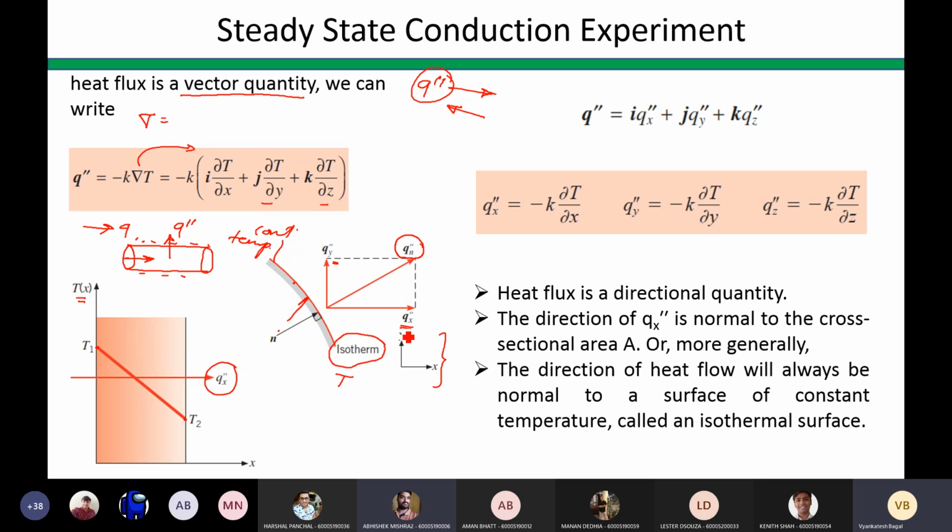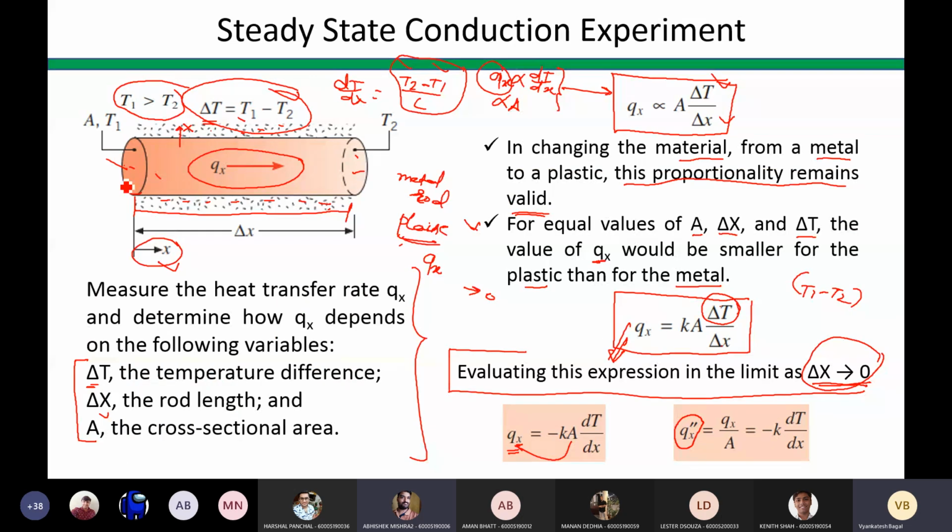Yes, sir. For random geometry. Sir, in the previous diagram, the heat flux is normal to the area, so the area will be pi r square, na? I mean pi d square by 4. So in that case, it will be pi by 4 d square.